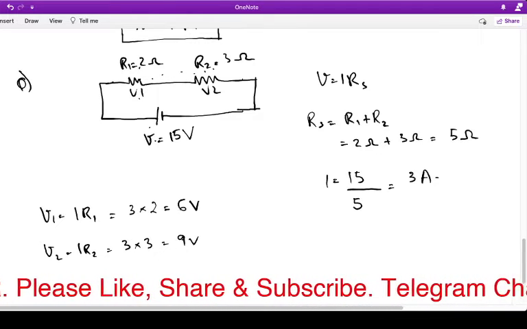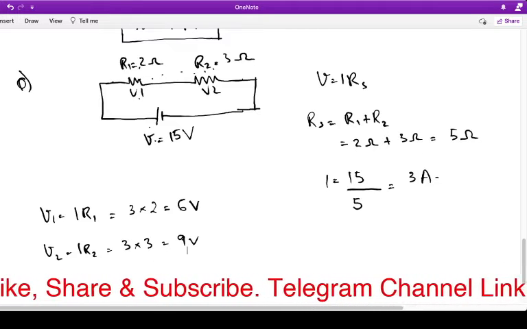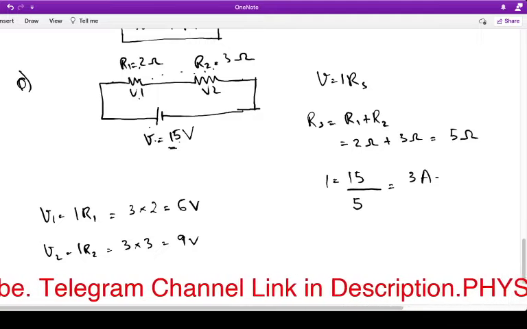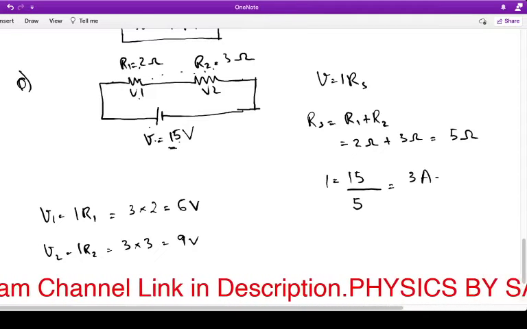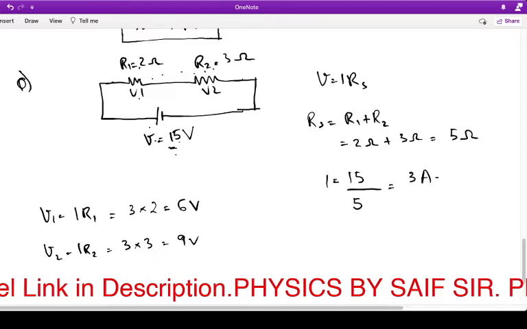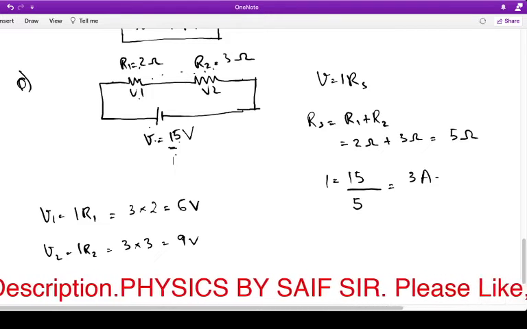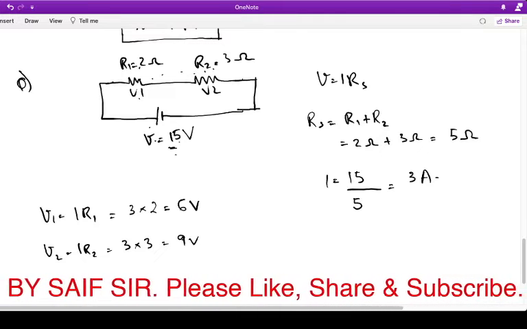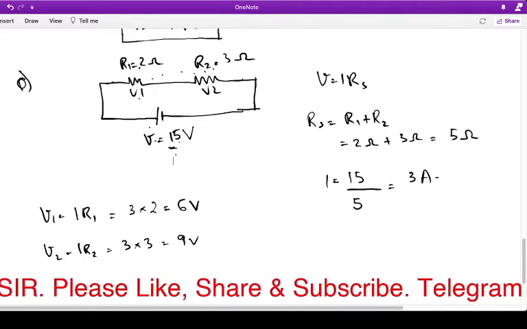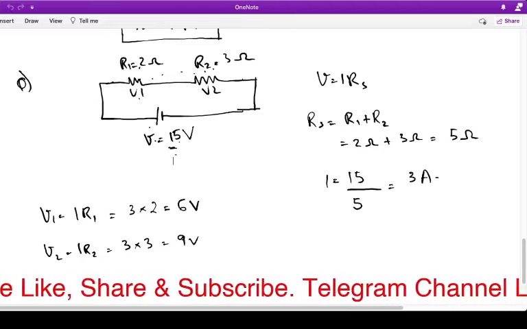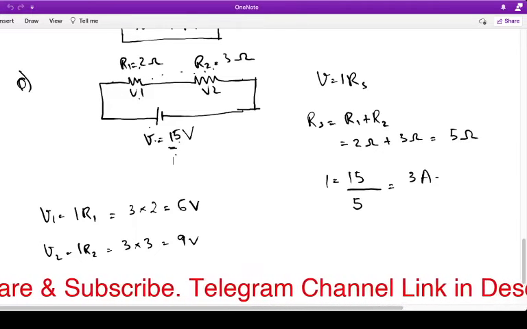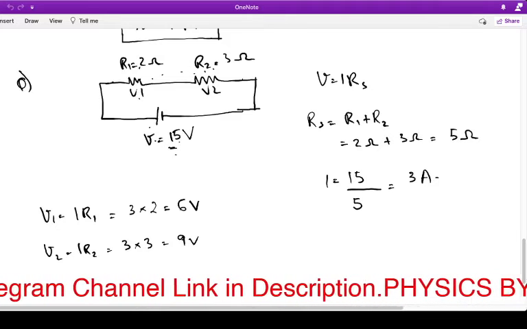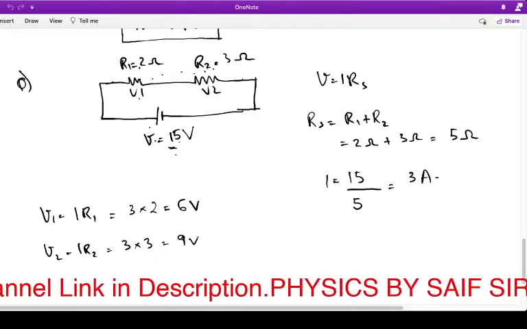You can cross verify whether what you have done is correct or not. As you can see here, the total potential difference is 15 volt, and if you add both V1 and V2, you should get 15. It won't come less than 15 or more than 15. If it is less or more than 15, that means there is a mistake in your solution. So you can cross verify your method by comparing it with the total voltage.